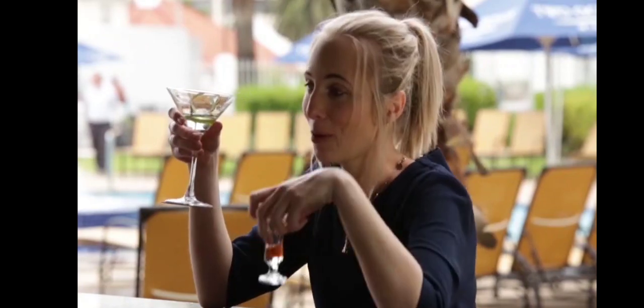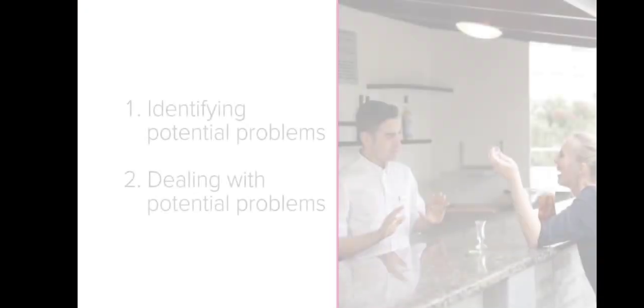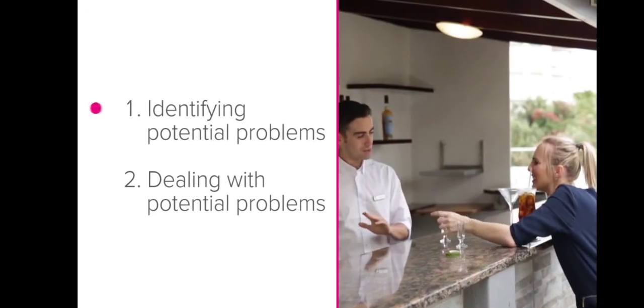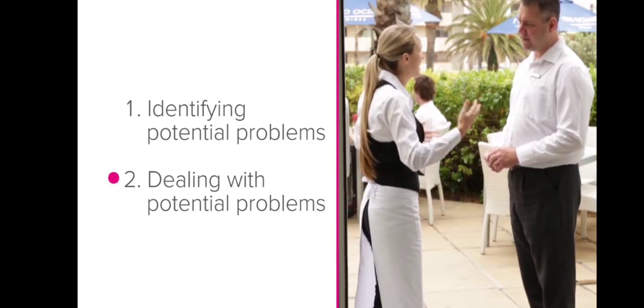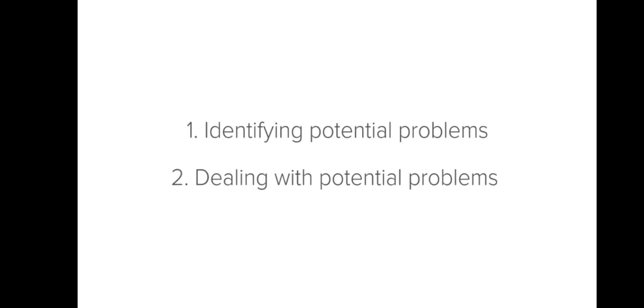The topic of alcohol can sometimes be quite a sensitive one, especially with regards to the amount of alcohol a person consumes. This is why it is so important for you to know how to identify guests who have had too much to drink, as well as the correct procedures to follow when dealing with inebriated guests. In this lesson, we will look at identifying potential problems and dealing with potential problems. Let's take a look at the following scenario to help in identifying potential problems.